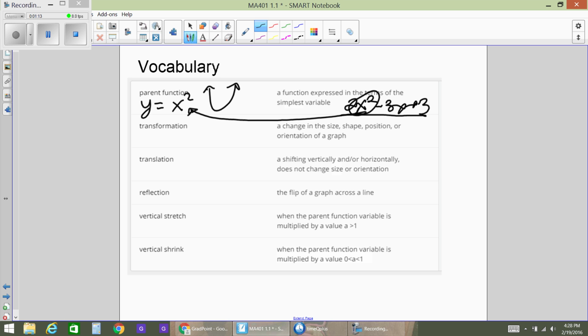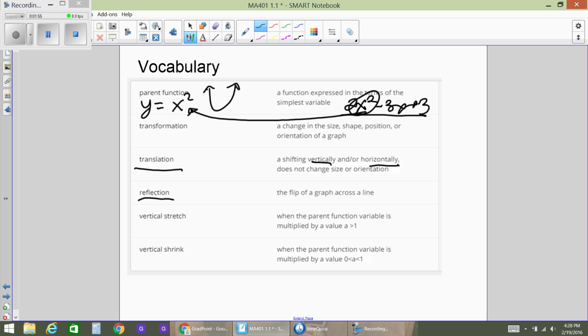Now, a transformation is the change in shape, size, position, or the orientation of the graph. And basically, anything you do to the parent function is going to transform that graph. It could shift the graph using a translation, and we can shift a graph vertically or horizontally. We're not going to change the shape, the size, or the orientation of the graph. We're just going to basically move it. And a reflection also doesn't change the graph in any way other than just flipping across a reflection line.